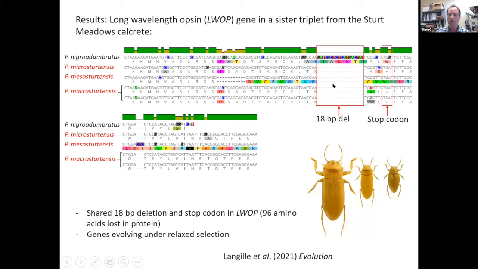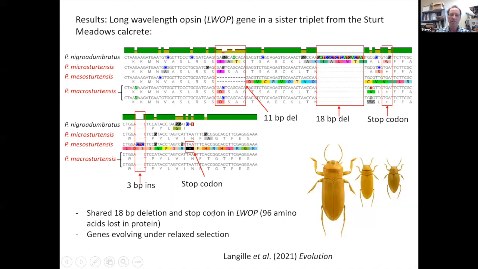And what we found is an 18 base pair deletion and the introduction of a stop codon in the sequence a little bit later on. But in one of these species, it also has an independent mutation resulting in 11 base pair deletion, causing a frame shift, a change in the amino acid sequence. The stop codon goes back in frame and it has another stop codon further on. So these sorts of changes here resulted in 96 amino acids being lost from the protein.